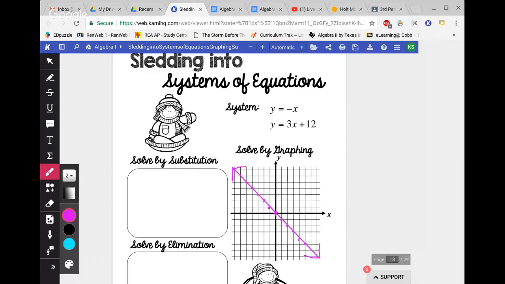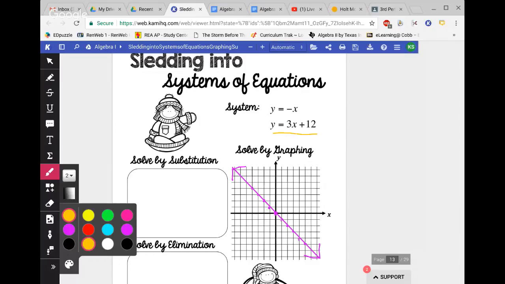Okay, now on the second one, what is the y-intercept on it? 12. Mm-hmm. So 1, 2, 3, 4, 5, 6, 7, 8, 9, 10, 11, 12. It's probably way up here. What's the slope? 3x. Good job.